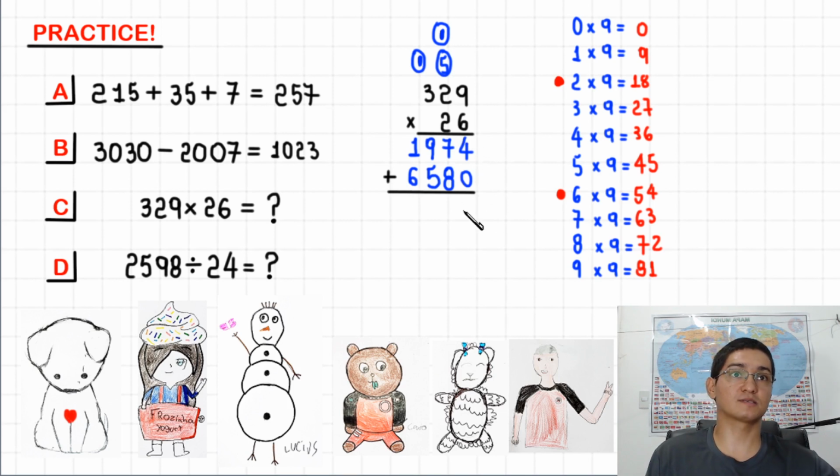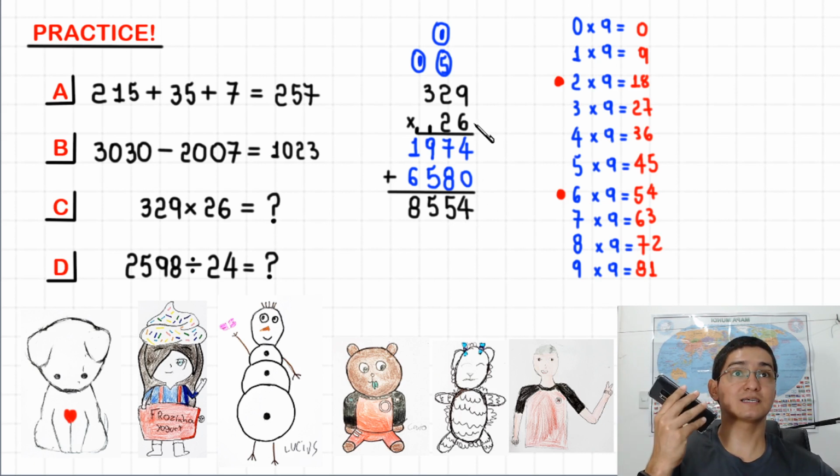Here 4 plus 0 is still 4. Here 7 plus 8, well, that is 15. I write 5 from 15, and the 1 goes up here. Here I have 1 plus 9, that is 10. 10 plus 5, that is 15. I write 5 from 15 here, and the 1 goes up here. 1 plus 1 equals 2. 2 plus 6 equals 8. So our result is 8,554.